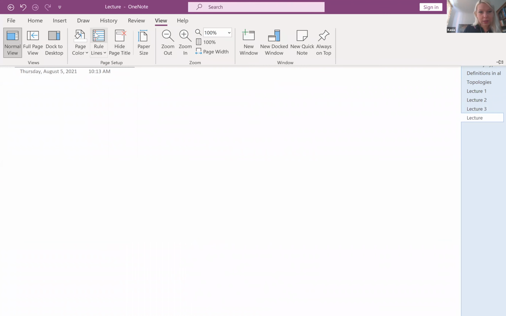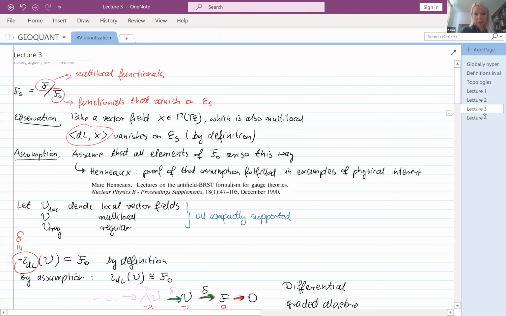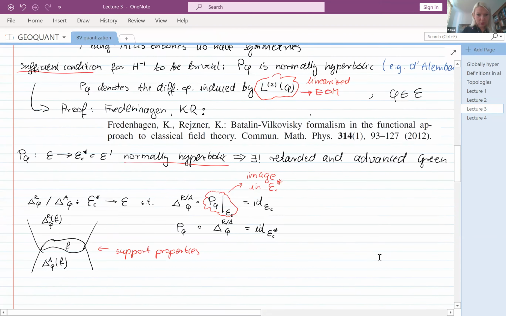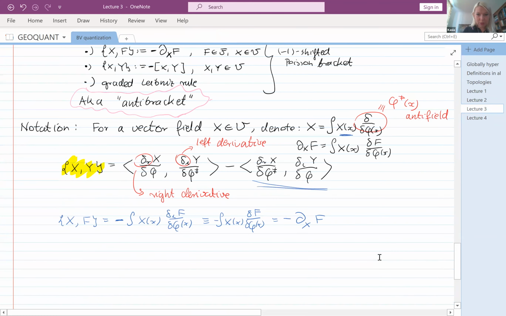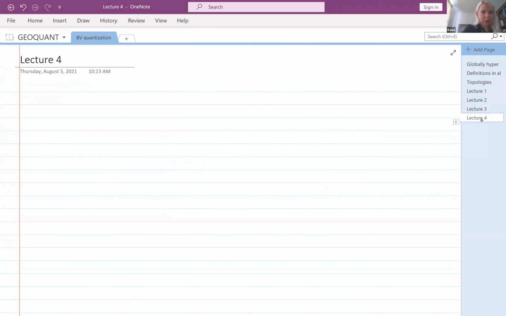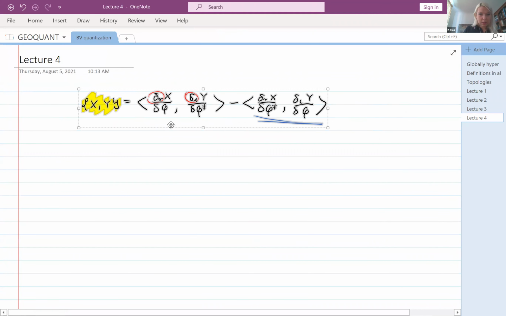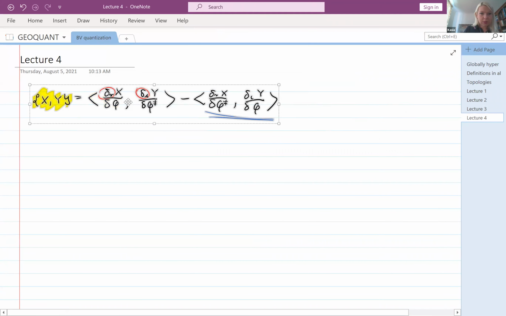And so this is going to be, let me start the next lecture. Sorry, this should be lecture 4. And I'm going to copy some of this information. So I'm going to copy this formula for the bracket. So let's start with this here. Maybe a bit smaller. Okay, so I'm starting with this one.